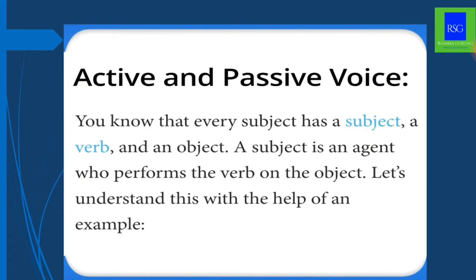As you know, every sentence has a subject, a verb, and an object. So what is a subject? A subject is an agent who performs the verb on the object. That means a subject is an agent who performs an action. Verb here means the action performed on the object. All right. So let's try to understand this with the help of an example.